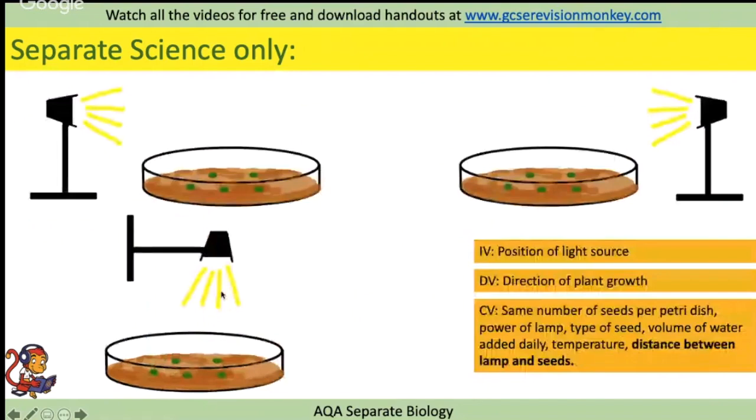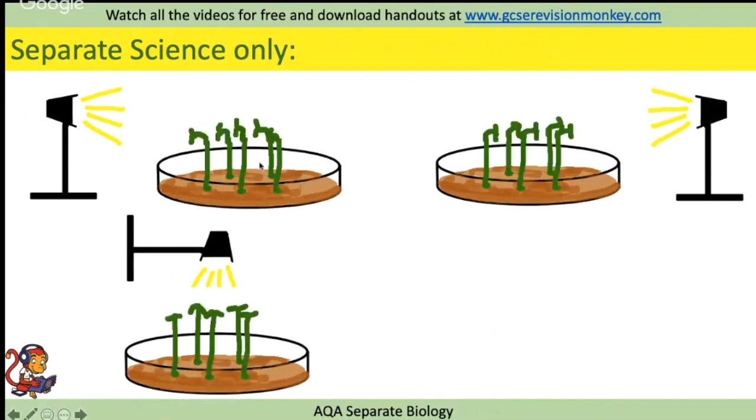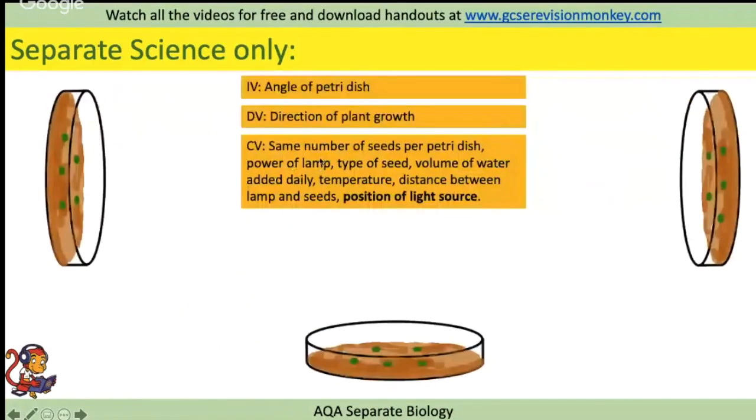Or you could change the position of the light source, because we're going to lead on to talk about plant hormones and phototropism. So you could have one coming from the left, from the right, from the top. Again, keeping all the important control variables the same, and doing biological drawings and perhaps measuring, drawing to show the direction of light, or you may measure height and direction. It's up to you.